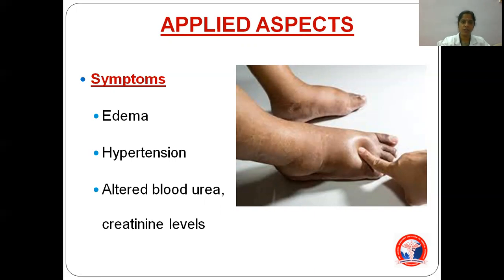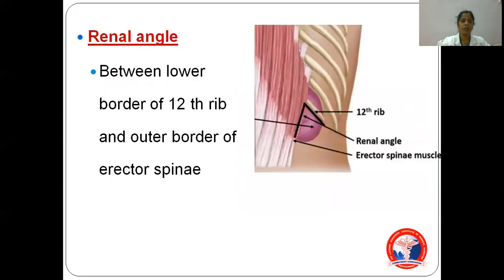Now we'll see some clinical conditions. Before that, we have to know what is the renal angle, where to palpate the kidney. What you are seeing here is this muscle, the erector spinae muscle. This is the 12th rib. In between that, we have the lower pole of the kidney. Between the erector spinae and the 12th rib, we have an angle. That angle is called the renal angle. In that angle, we can palpate the lower pole of the kidney. So now we know where to palpate.